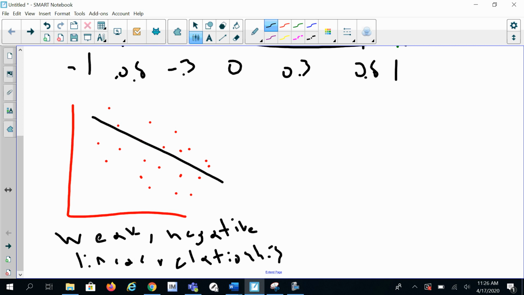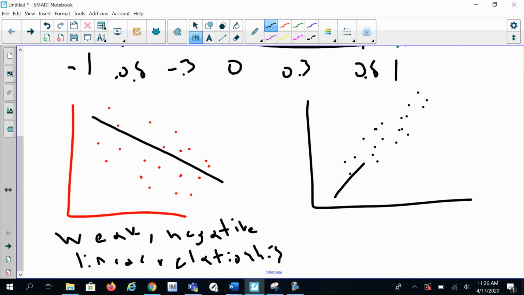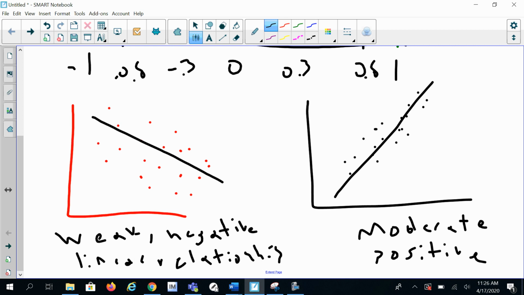So there's a weak negative linear relationship. If we had something like this, we can kind of see that upward trend going right here. So maybe this would be moderate. And the direction of this is positive, because as x increases, y also increases. This one, as x goes up, y goes down.